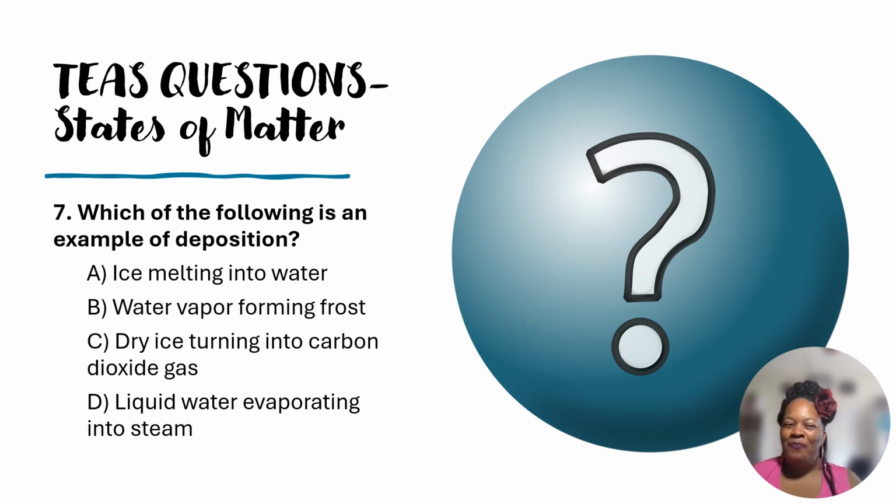Question number 7. Which of the following is an example of deposition? A, ice melting into water. B, water vapor forming frost. C, dry ice turning into carbon dioxide gas. Or D, liquid water evaporating into steam.